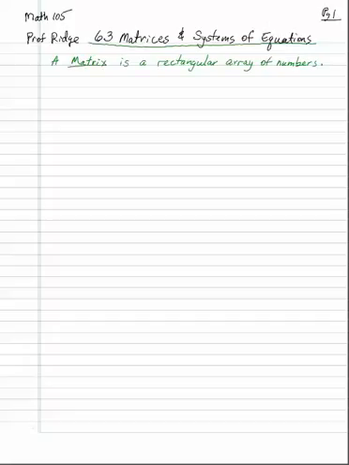Today's lesson is section 6.3, matrices and systems of equations. A matrix is a rectangular array of numbers, or you could say an arrangement too. So, a rectangular array of numbers. Let me give you an example.